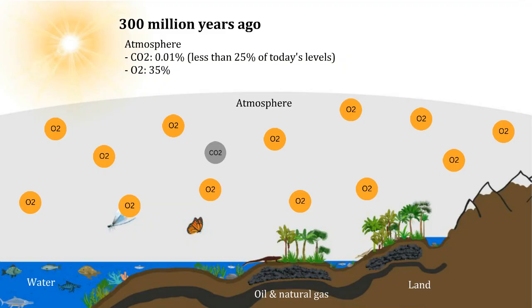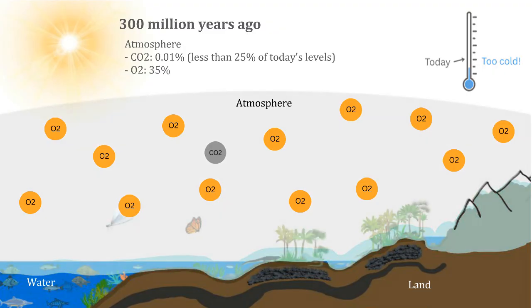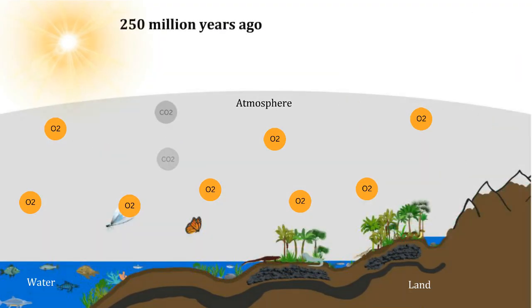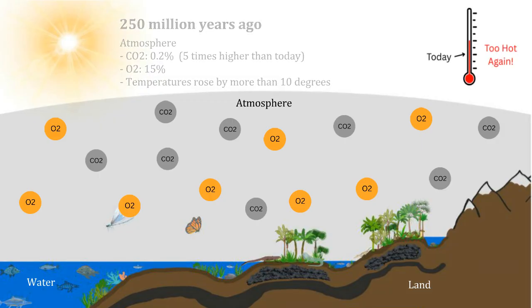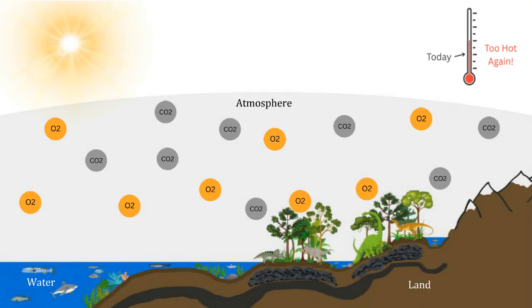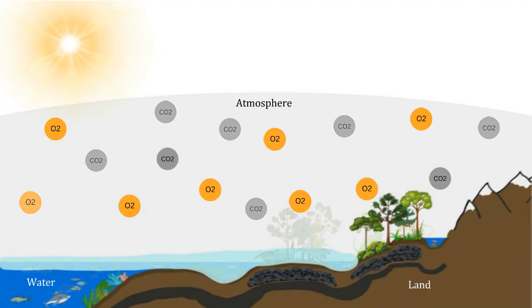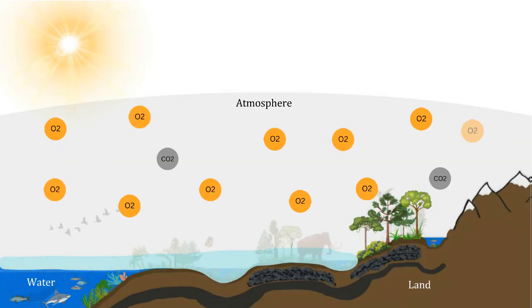With a reduced greenhouse effect, Earth rapidly cooled and entered one of its longest and coldest ice ages. Then, around 250 million years ago, CO2 rose again, this time to levels about 5 times higher than today. Temperatures rose more than 10 degrees, helping to trigger Earth's largest mass extinction. 96% of species vanished. After this, CO2 levels fluctuated some more, contributing to cycles of ice ages and warm periods, and oxygen levels eventually stabilized at 21%.